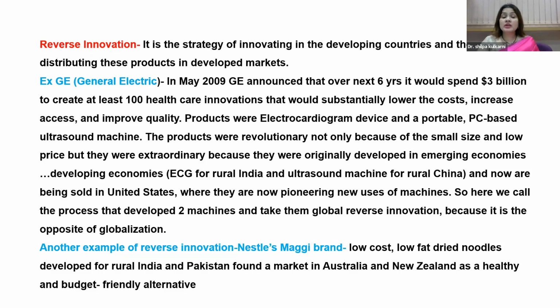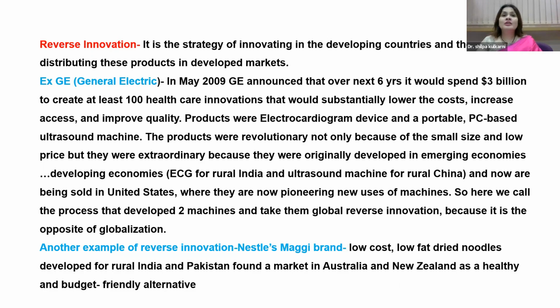Now, which were the products? Products were an electrocardiogram device and a portable PC-based ultrasound machine. These products were revolutionary not only because of their small size and low price, but because they were originally developed in emerging economies, that is, developing economies. ECG for rural India and ultrasound machine for rural China, and now are being sold in the United States, where they are pioneering new uses of machines.